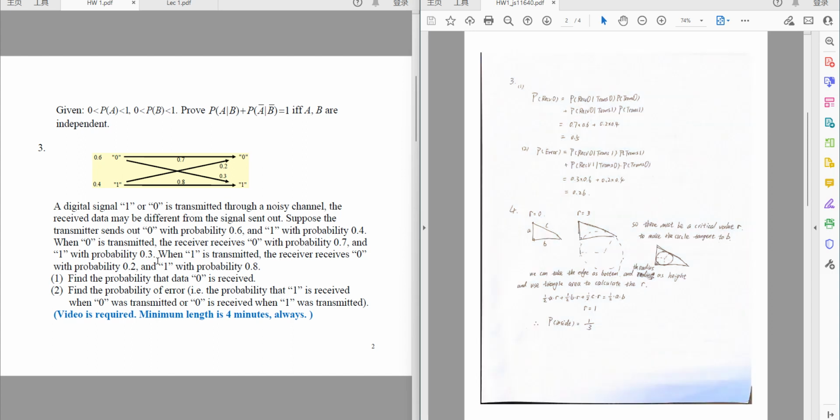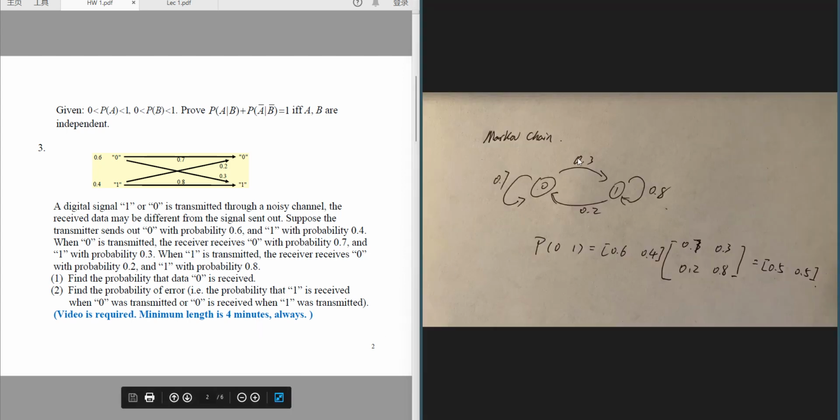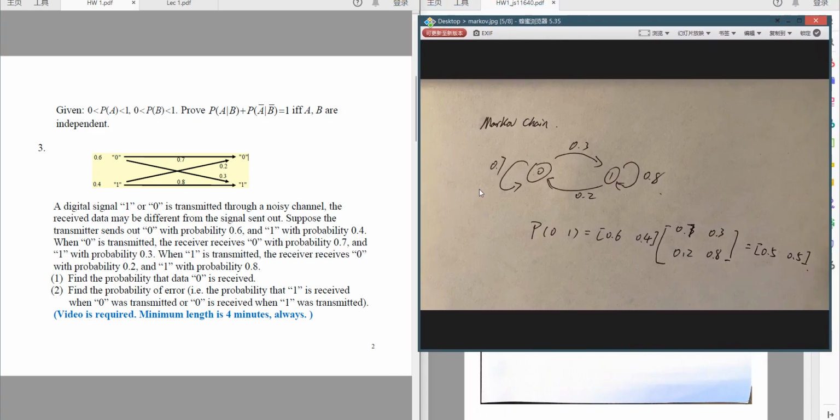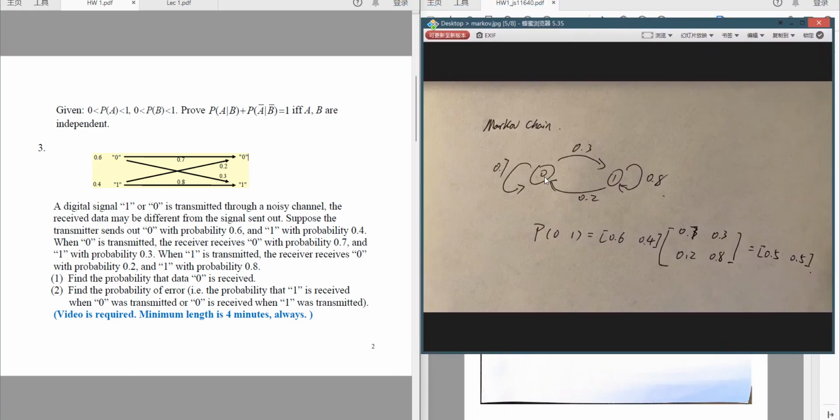Okay, so the second method is the Markov chain. We can turn this figure into this Markov chain. There are two states, 0 and 1, and the transition matrix.